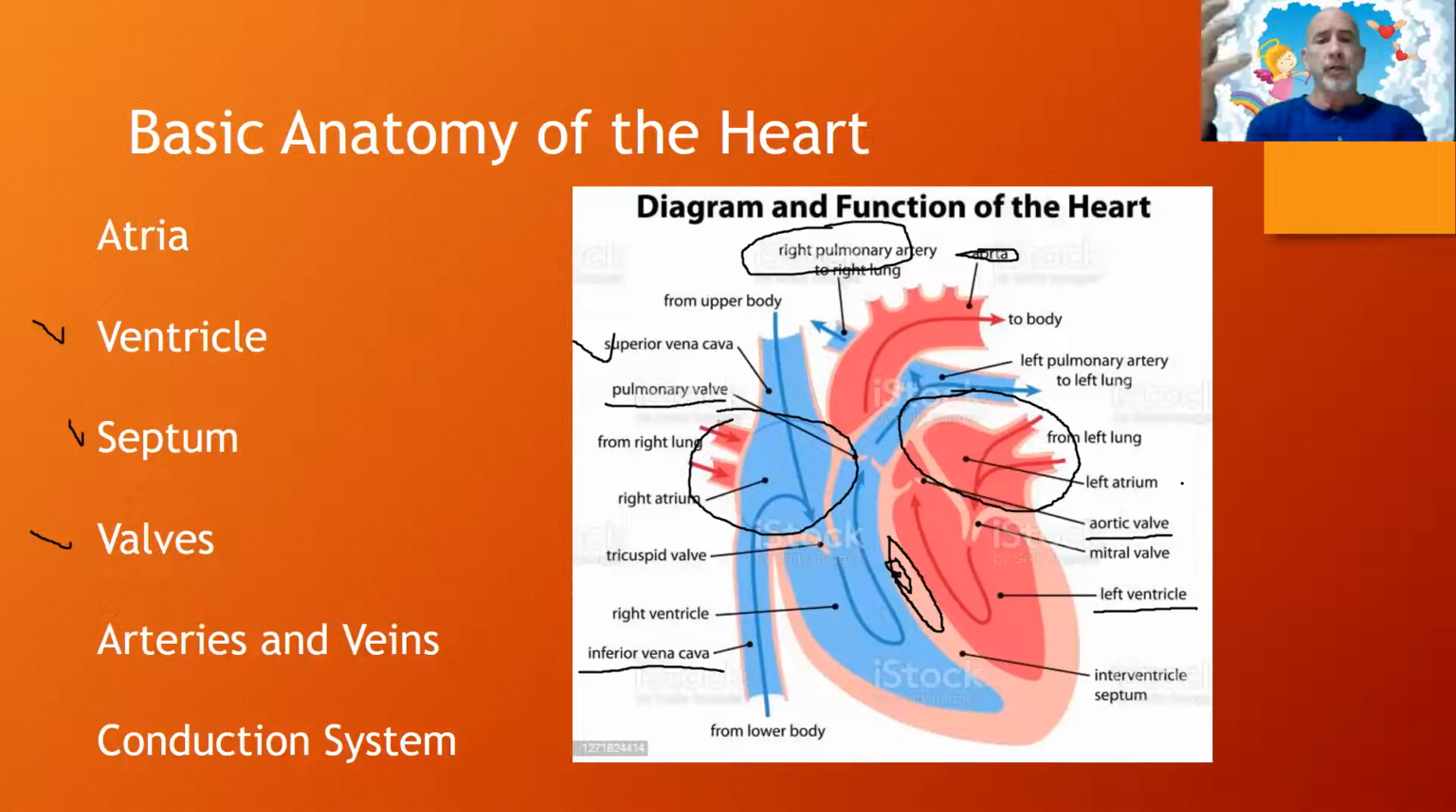So when the heart goes lub and then dub, dub is when the pulmonic valve and the aortic valve are closing. And that's what you're hearing. There are also valves between the atrium and the ventricle. These are the tricuspid and the mitral valves. Now, during dub, these are open.